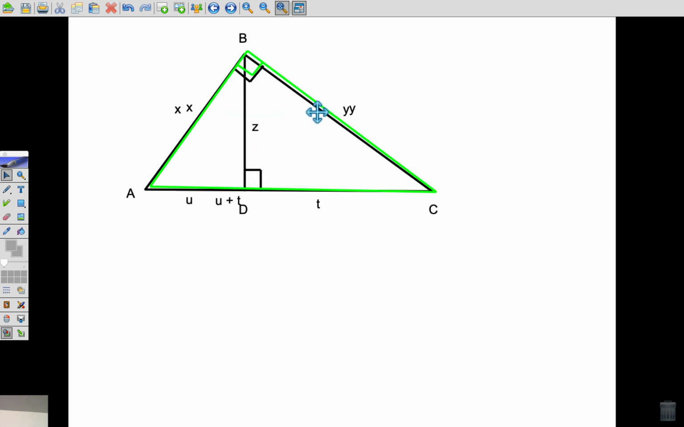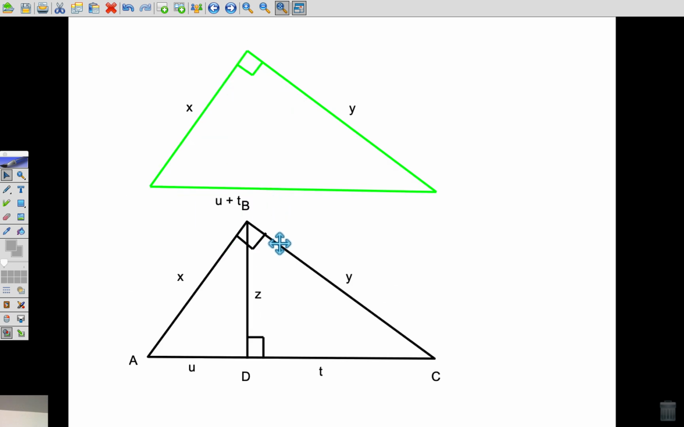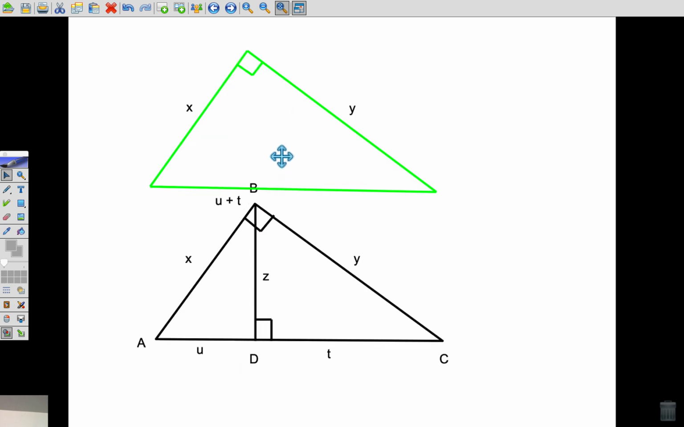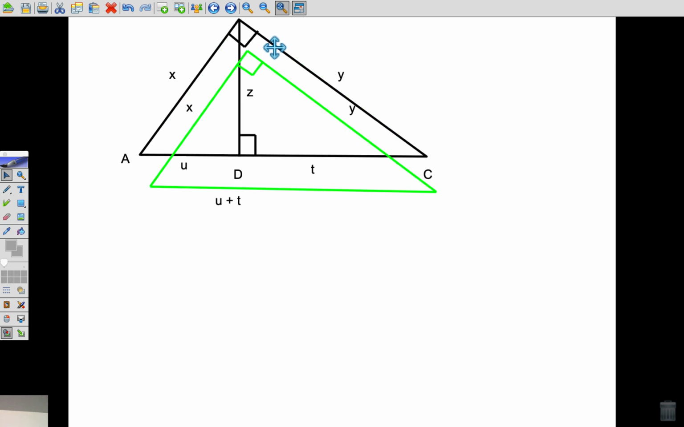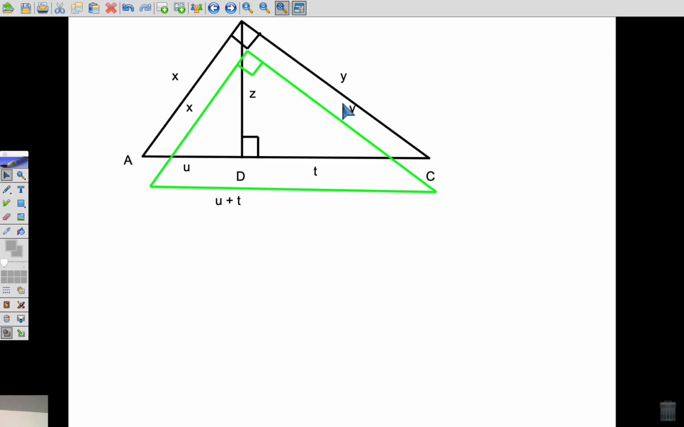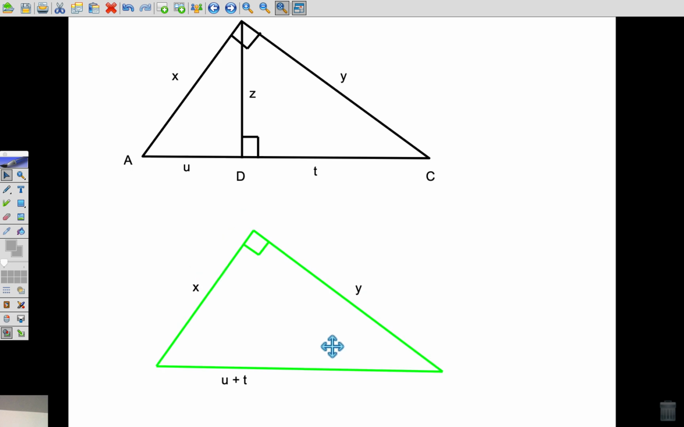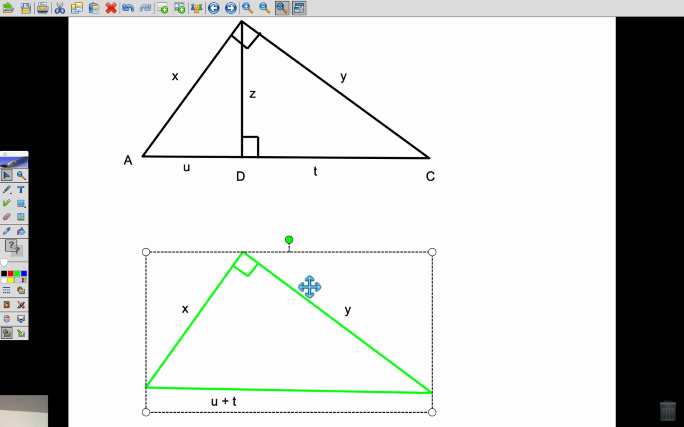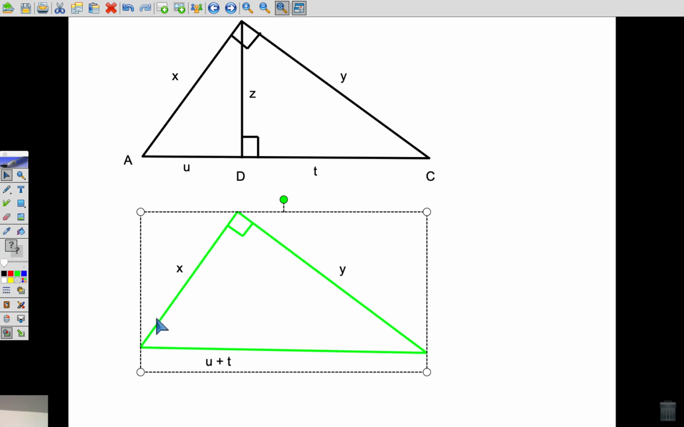All right, so here is our right triangle. So basically what we have here is, I'm going to take the green, move that down. We have one big right triangle, which is green, and its side is x, one leg is y, and the hypotenuse in its entirety is u plus t, taken from AD, which is u, and segment DC, which is t in length. So that's our big right triangle.